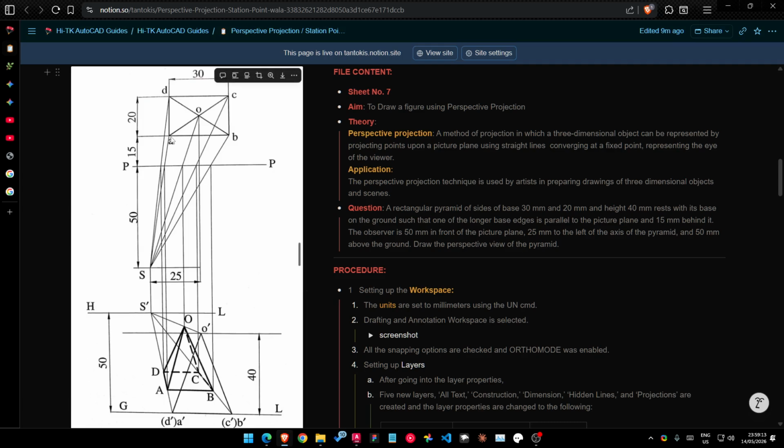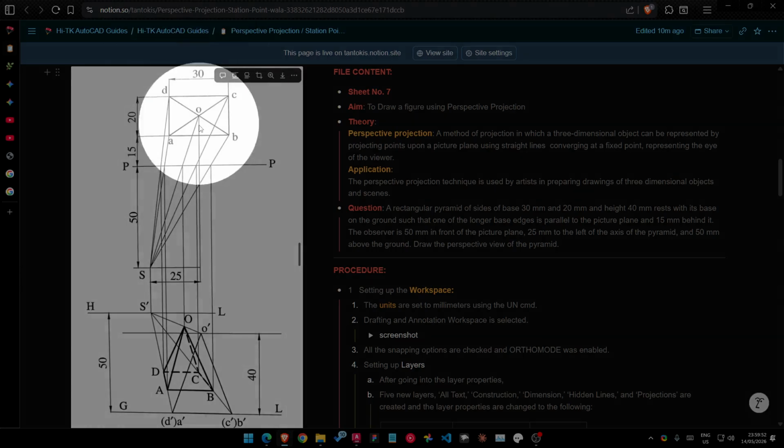So after making HL and GL, I hope you understood this 50 and 40 where this comes from. After this, project these A, B, and O on the GL. O only till here. And after that, connect this S dash with these 3 points. This is the exact front view of the pyramid. Do you feel it? How perfectly aligned it is?